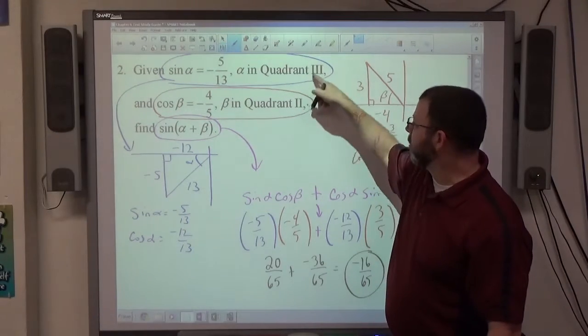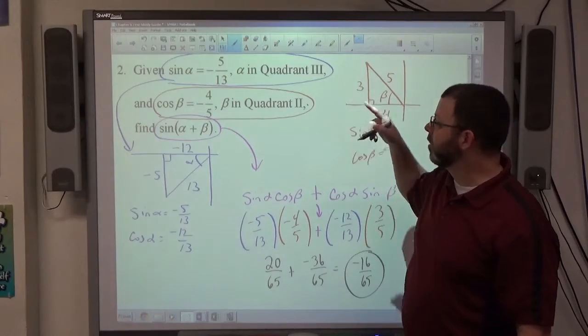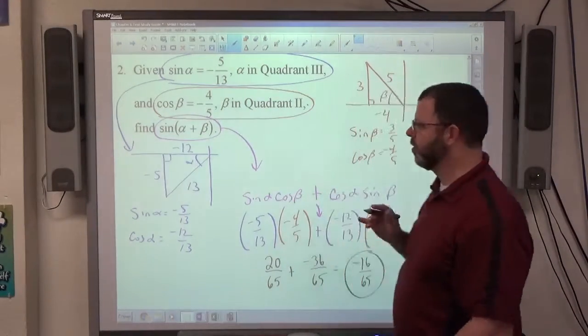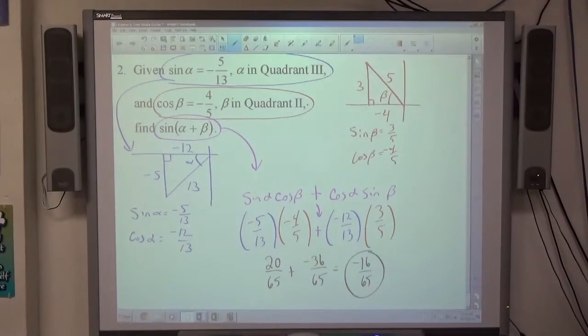It's going to be given information like this. Make sure you draw the angle in the correct quadrant. It won't necessarily be quadrants 3 and 2. It could be sine or cosine. I'll probably stick to sine or cosine there. So just use the proper identity in that problem.